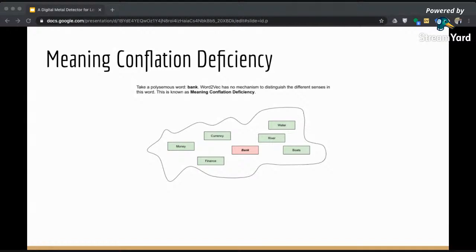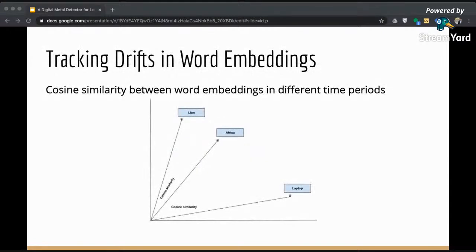The consequence of this is that it conflates all senses into one. So the senses in which it can mean something like water, river, bank, boats, those are similar words, and the sense in which it can mean money, finance, and currency all get pulled closer together. So the effect is that words seem closer together in semantic space with Word2Vec than perhaps they actually are. And we call this meaning conflation deficiency. For a further explanation and review, see Kamakou-Kalados and Pilehvar 2018, again in my bibliography at the end of the paper.